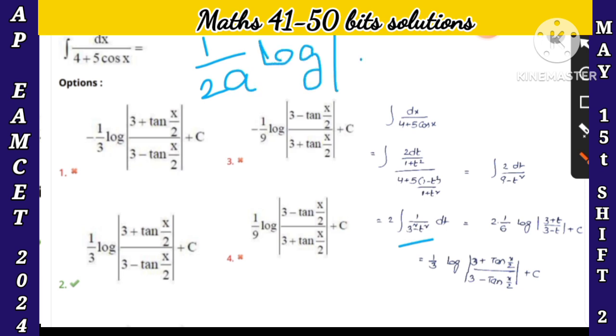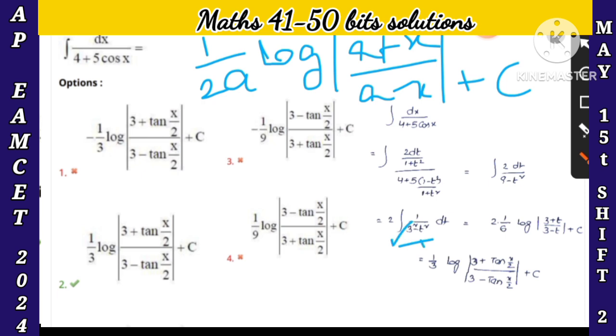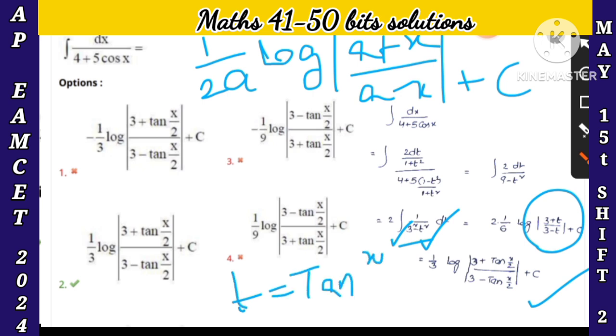The formula for 1 by a square minus x square is equal to 1 by 2a log of a plus x by a minus x plus c. What is the a value? 3, and what is the x value? t. So replace the values. And finally, what is the value of t here? t is equal to tan x by 2. After substituting the values in the formula, replace t is equal to tan x by 2. Very easy question, direct type. So the answer is the second option. That's all. This is the answer. Understood, all of you?